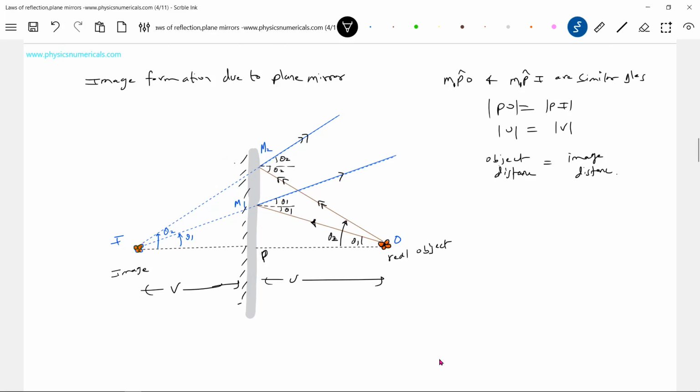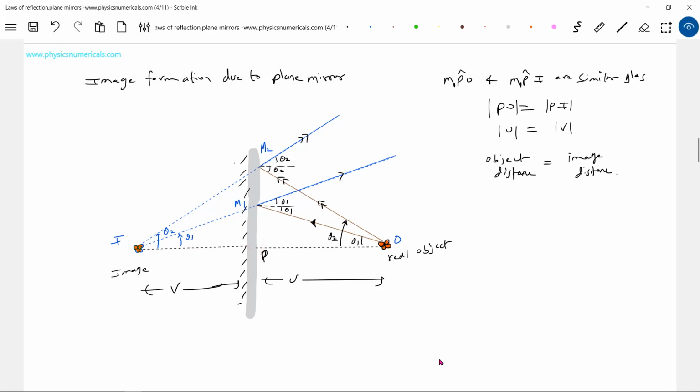Now you can ask a question, sir, on what basis are you writing this theta 1? Look at this. If this angle is theta 1, this should be theta 1. If this angle is theta 2, this should be theta 2. Look at the geometry. Theta 1 is the angle of incidence of the ray at M1. Theta 2 is the angle of incidence of the ray at M2. If this angle is theta 2, then this should be theta 2 because the ray is produced back here. From these two similar triangles, with M1P common, the PO must be equal to PI.